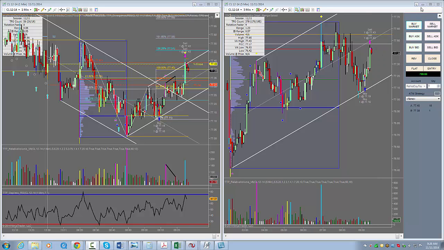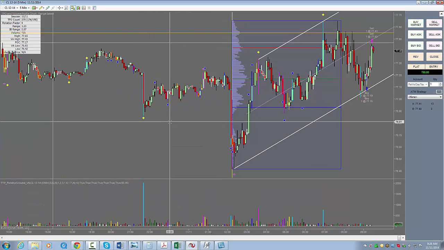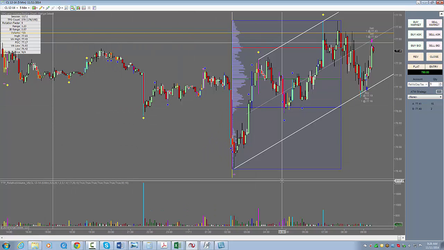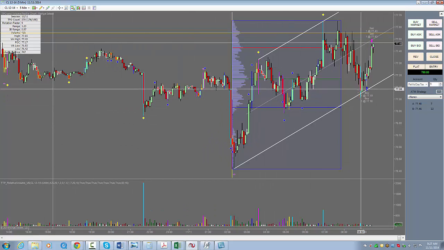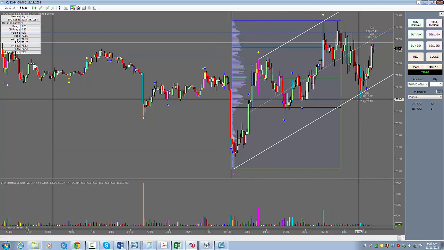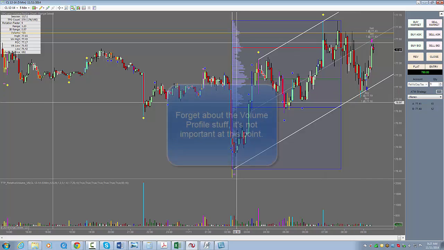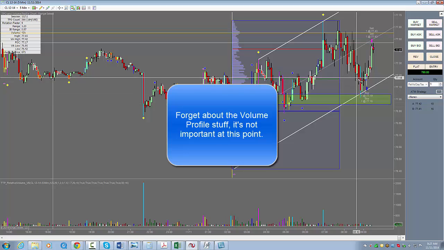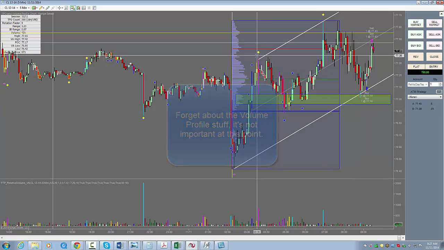On the right, I have a 5-minute chart with the ETH session, including the overnight. The ETH is the electronically traded hours. Using this swing at this low, we had this little cluster of volume here. That would be the little range right there. So it pulled back into that, but it was also the top of this channel.